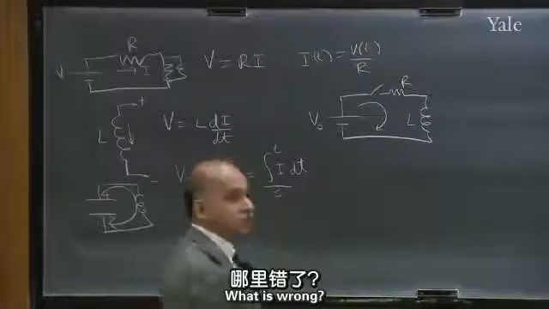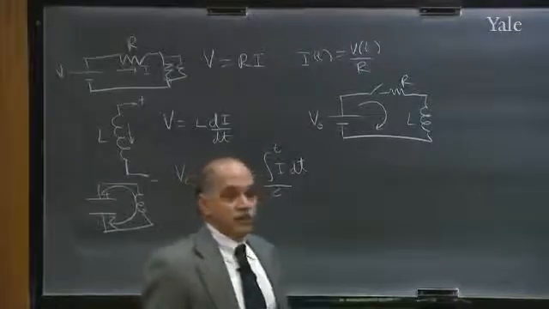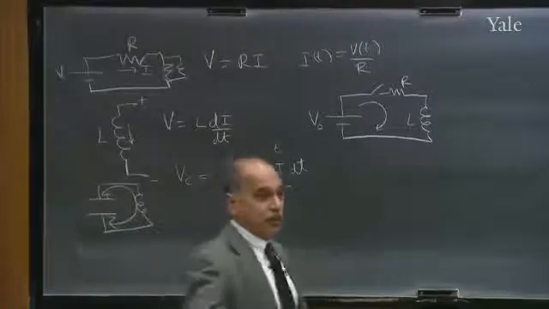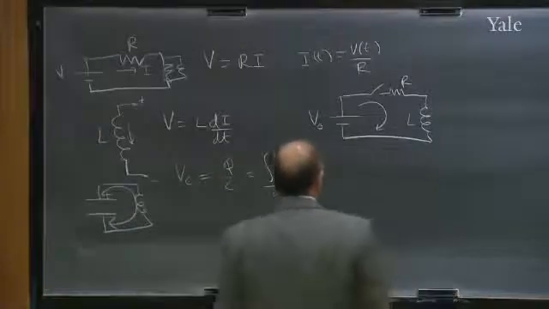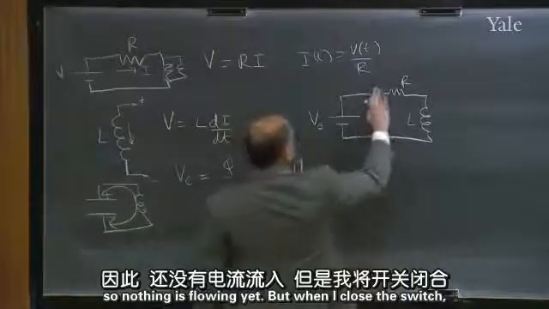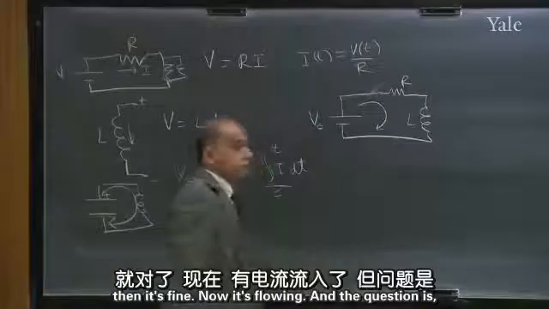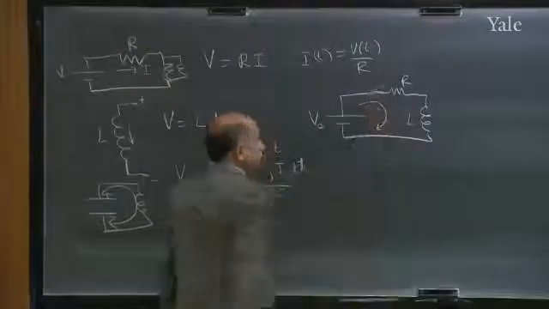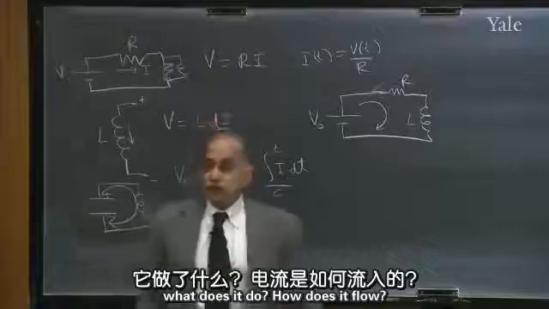What is wrong? The switch is open, okay? That's what's wrong. So nothing is flowing yet. But when I close the switch, then it's fine. So, well, now it's flowing. And the question is, what does it do?